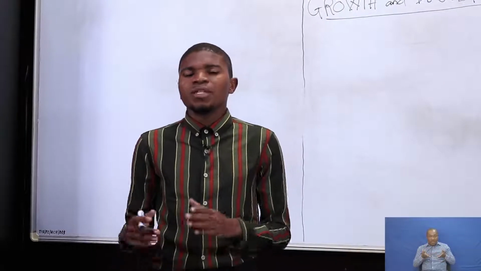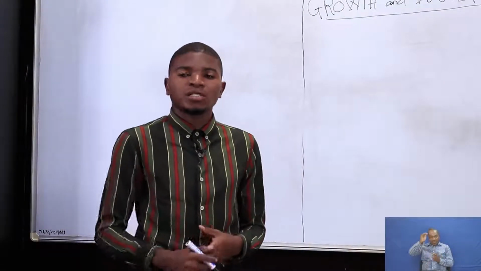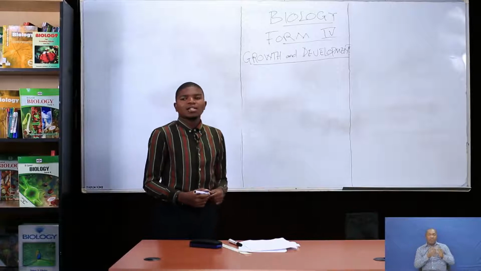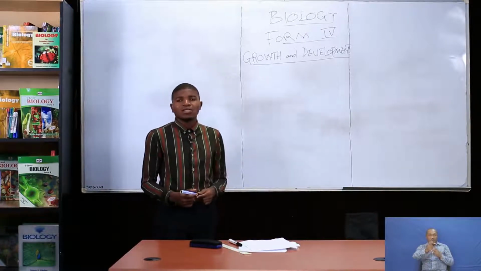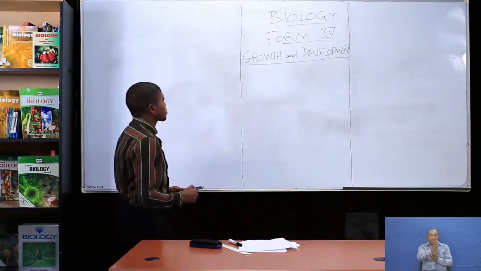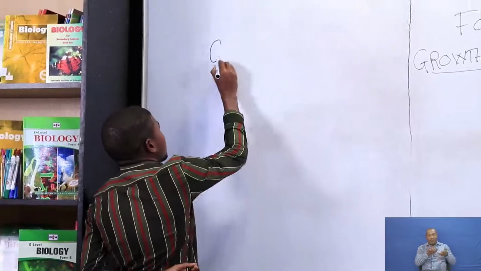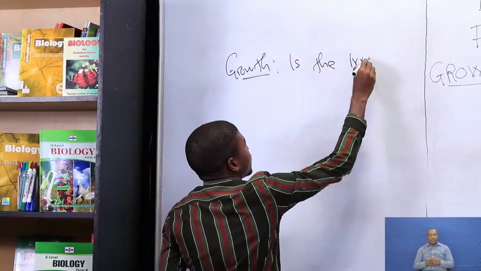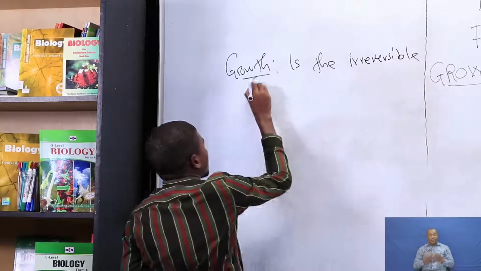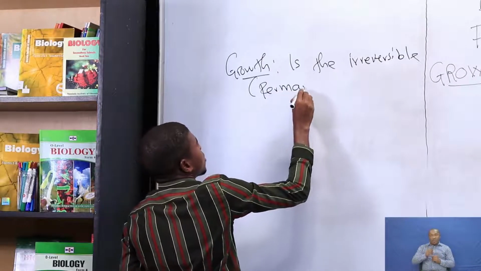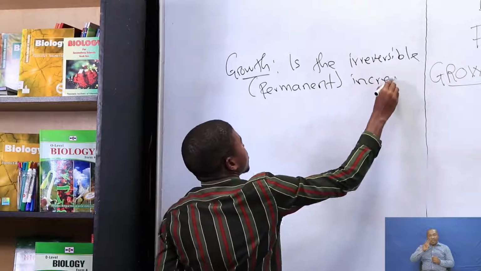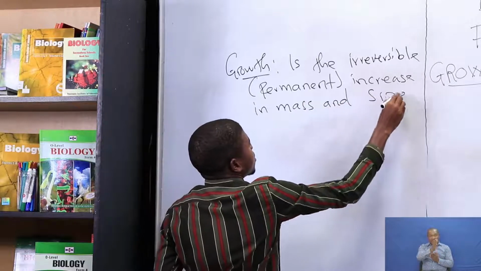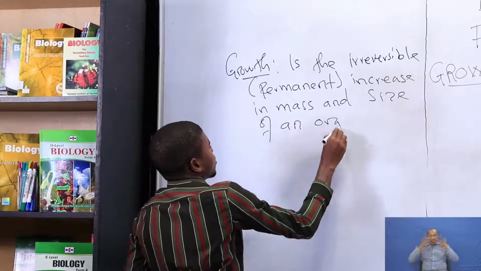Growth can be defined in many ways depending on which aspect someone wants to talk about. Growth in biology specifically, we say, is a reversible or a permanent increase in size and mass of an organism. Growth, we say, is the irreversible or permanent increase in mass and size of an organism.